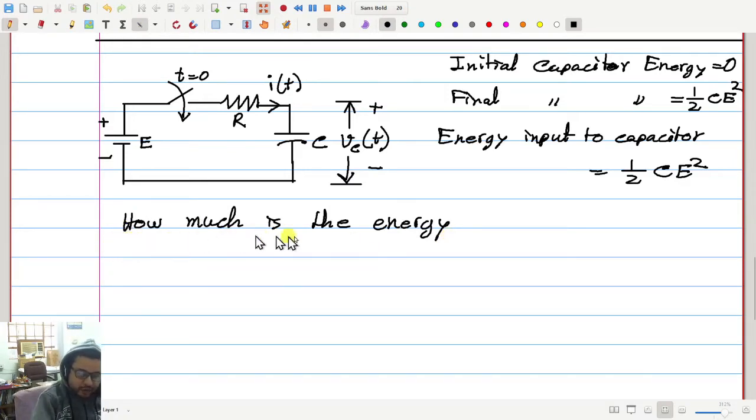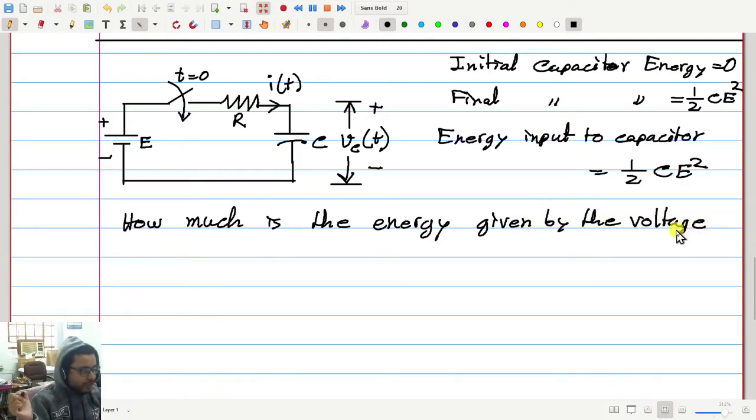Okay, how much is the energy given by the battery? Sir, is linearity in the syllabus or not? That's why I told you that I will answer only if time permits. How much is the energy given by the voltage source? Half CV squared is stored, so half the energy is wasted. Acha, so let us see.